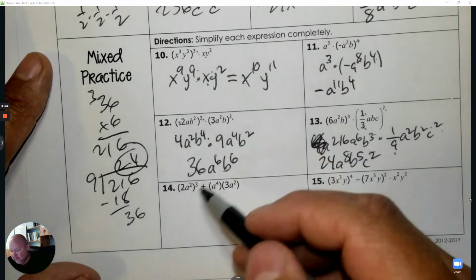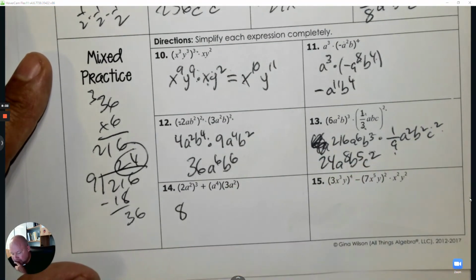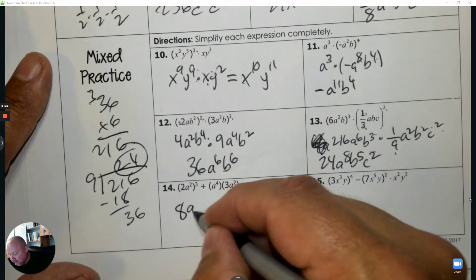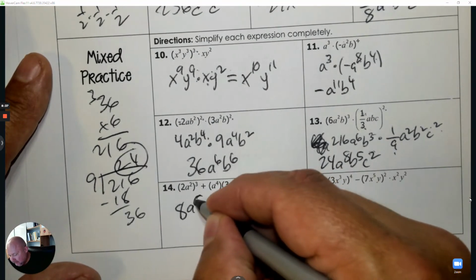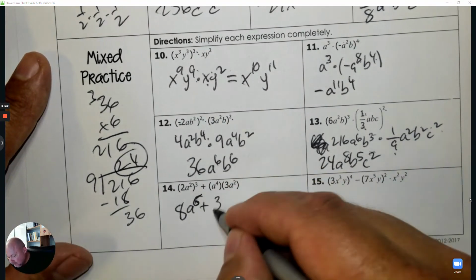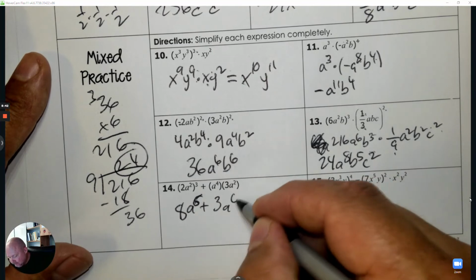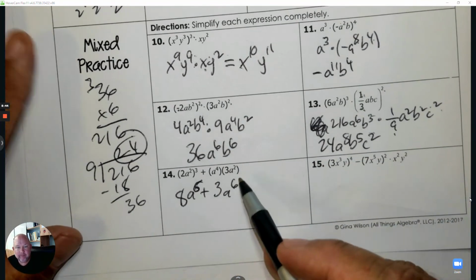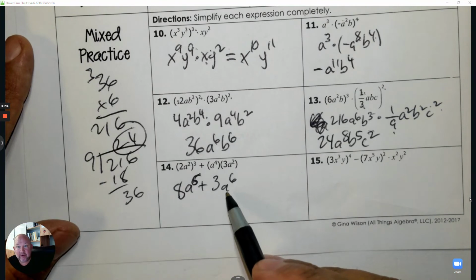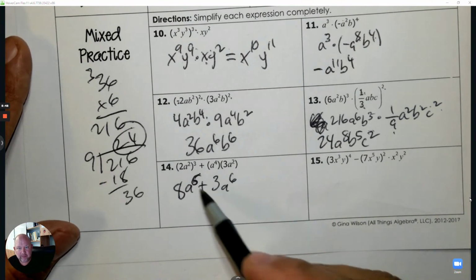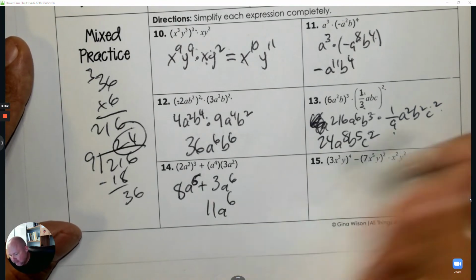14. 2 to the exponent 3 is 2 times 2 times 2. That's 8. Multiply the raised exponents. Oh, that's 6. Again, multiply, add. And then, are these like terms? This is the first one, right? Combining like terms. They are. So it's 11.